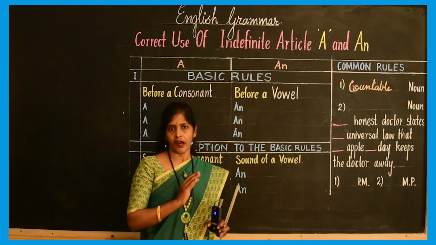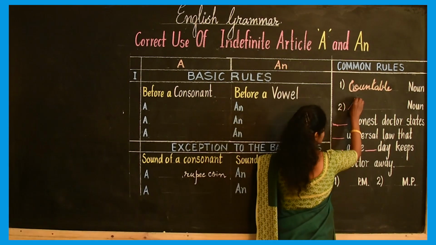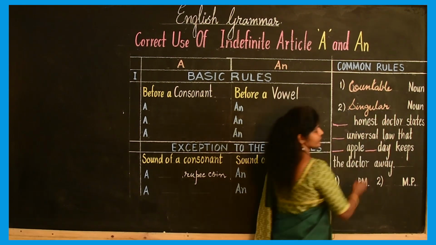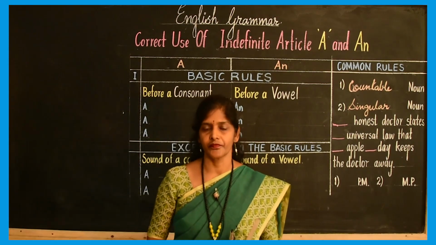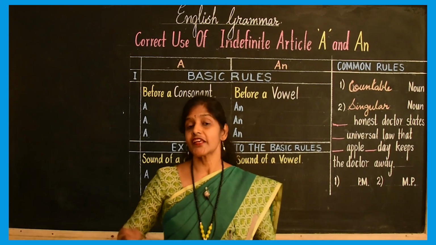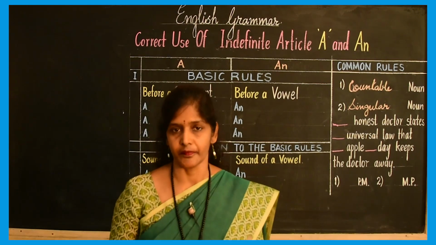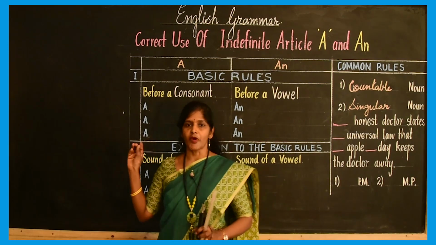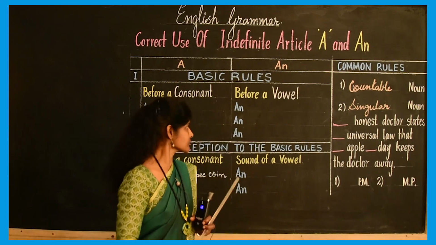Secondly, both the articles are used with singular nouns. So when I say I had an egg in the morning, that means I had only one egg. Or if I say there's a boy playing in the park, that means I'm talking about only one boy. Now, having learned this properly, let us talk about the specific rules that govern both the articles.